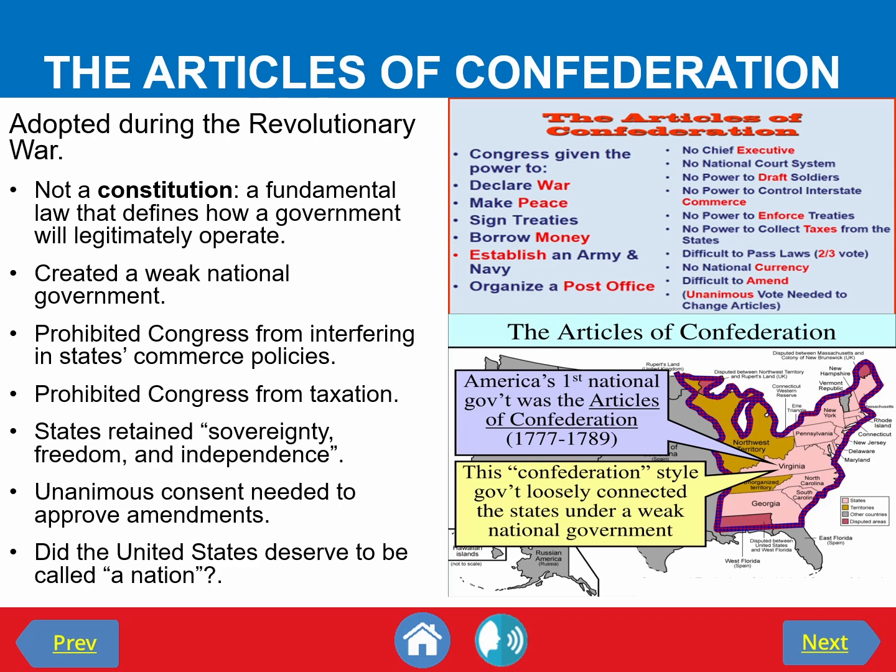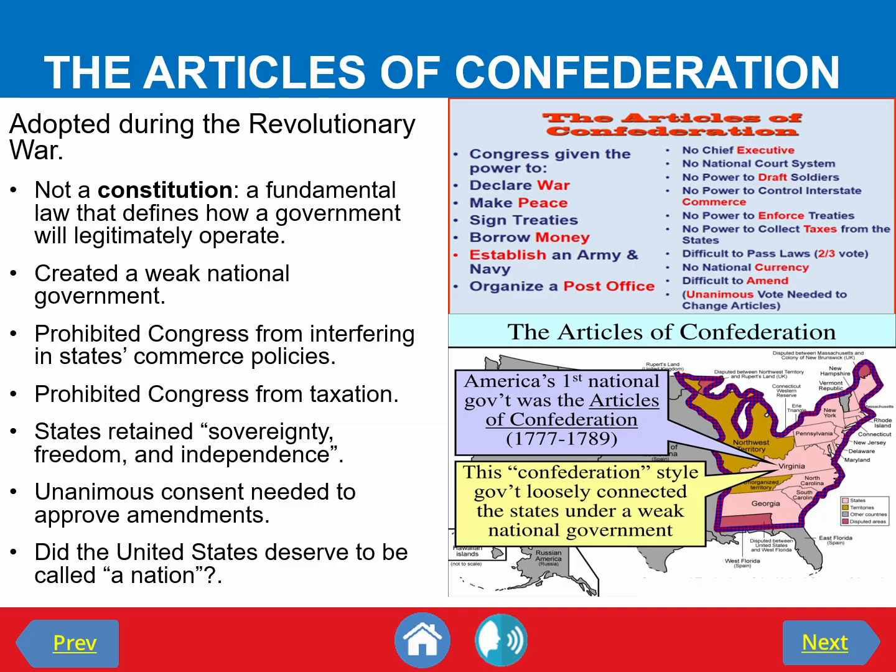From this experience, the colonists acquired a belief in legislative supremacy, the idea that a representative assembly rather than a strong executive is the proper means of governing. They also developed a commitment to local control, believing that a government close to the people was superior to a distant one. Accordingly, the Articles created a very weak national government that was subordinate to the states. Each state retained its full sovereignty, freedom, and independence.